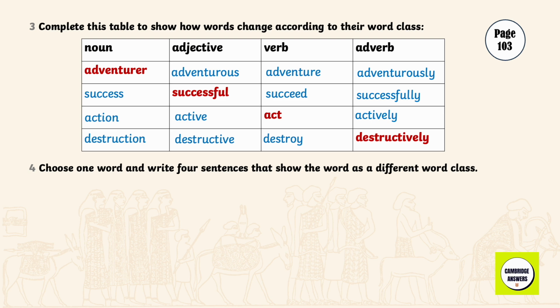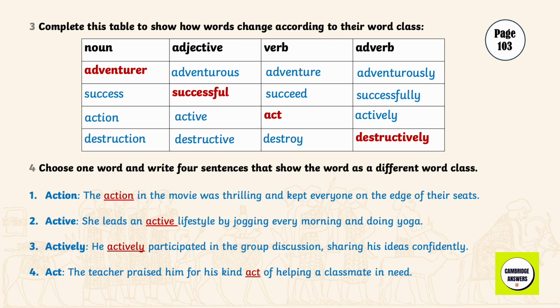Choose one word and write 4 sentences that show the word as a different word class. Action. The action in the movie was thrilling and kept everyone on the edge of their seats. Active. She leads an active lifestyle by jogging every morning and doing yoga. Actively. He actively participated in group discussions, sharing his ideas confidently. Act. The teacher praised him for his kind act of helping a classmate in need.